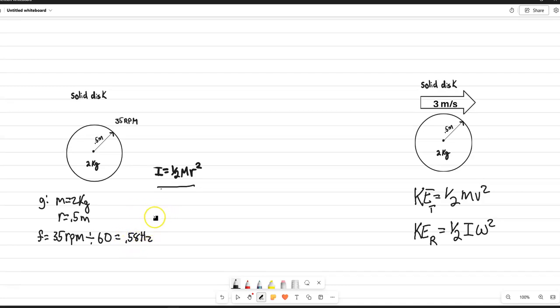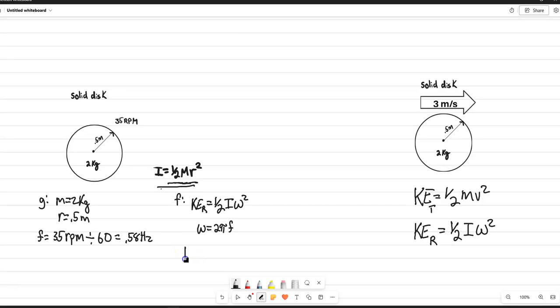I'll show you why. When we use our formula, the rotational kinetic energy is going to be equal to 1/2 I omega squared. We don't have an angular velocity, and that's why the frequency is important, because another formula that we're going to use is omega is equal to 2 pi f. So let's put everything together. By the way, the moment of inertia of a solid disk, if you look at your chart, is 1/2 mr squared. All right, let's put this whole thing together.